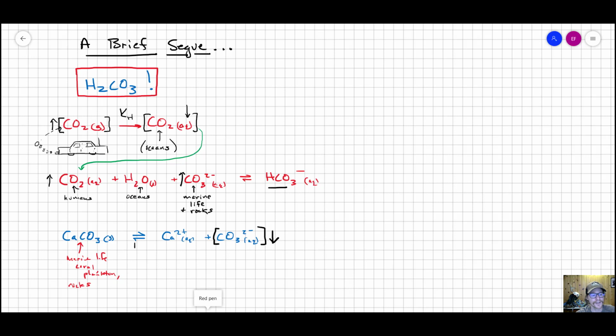What happens to the equilibrium governed by KSP for calcium carbonate? Well, it's going to shift this way massively to create more carbonate. In doing so, it dissolves calcium carbonate, which is what coral and plankton and rocks and all of those things are made of. This is the fundamental relationship in terms of the aqueous equilibria that give rise to ocean acidification. And really, this is ocean acidification.